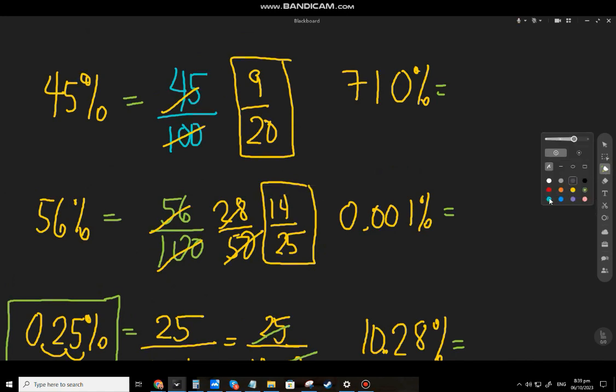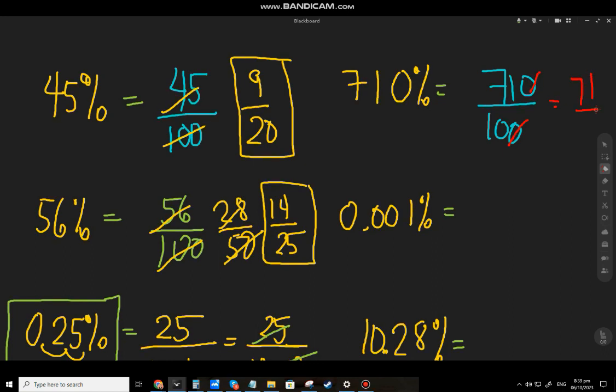Let's have another one. What if we have over 100%, like 710%? Since this will be easy because it's not in decimal form, I just remove the percent sign and you divide it by 100. Simplifying it, you cancel the zeros up and down, and you already have 71 over 10. For 710%, you have 71 over 10 as a fraction.